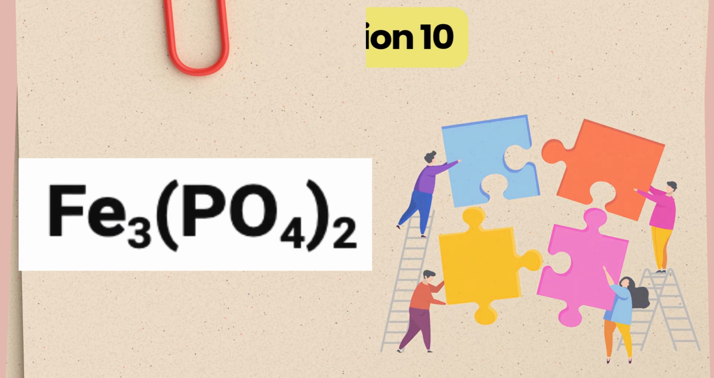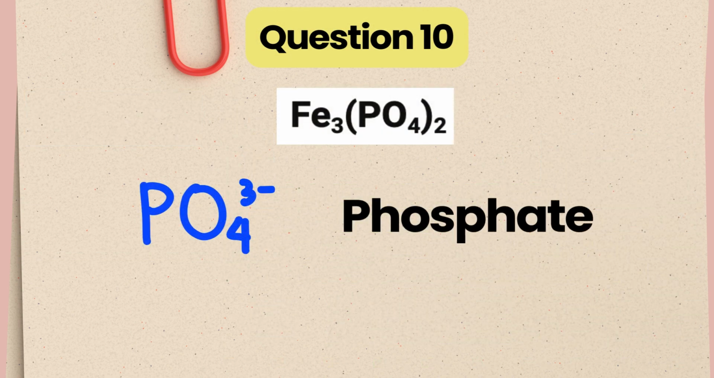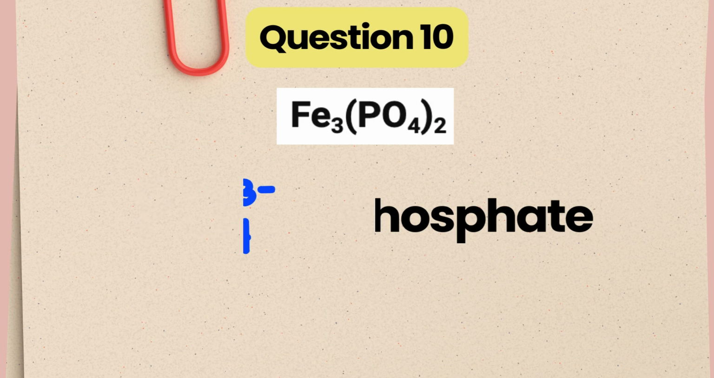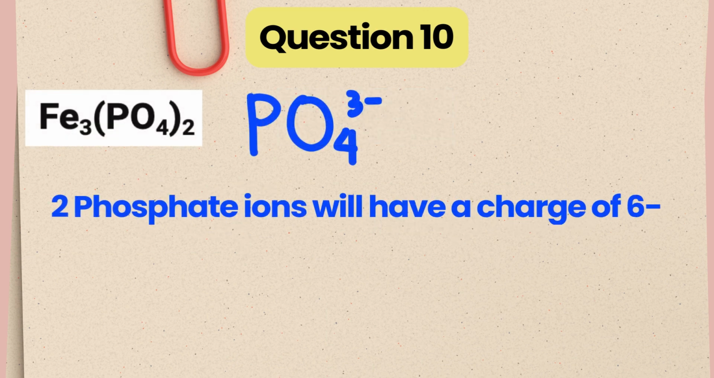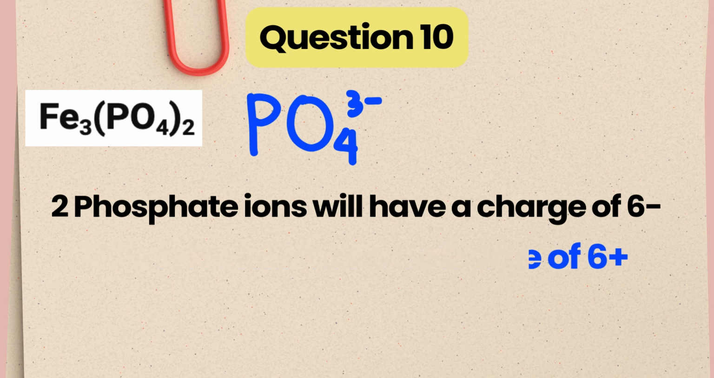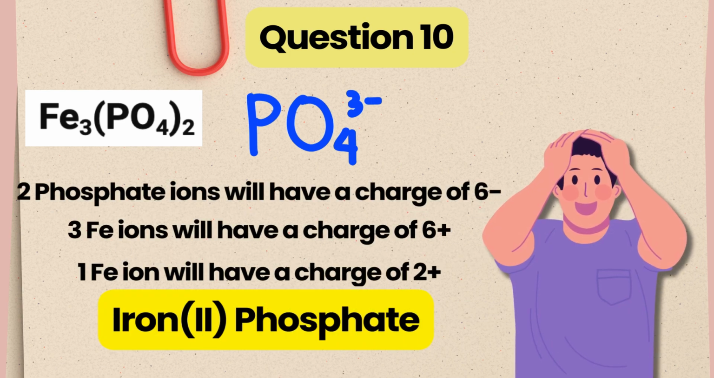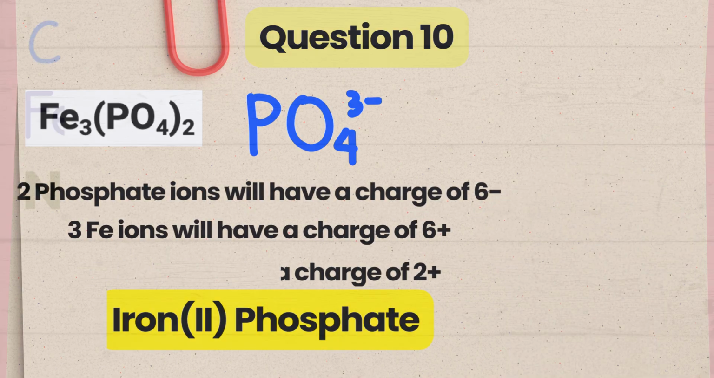Fe3(PO4)2. Iron is a transition metal. PO4 3 minus is the polyatomic ion phosphate. So two phosphate ions will have a charge of 6 minus. 3 iron ions will have a charge of 6 plus to balance the compound. So one iron ion will have a charge of 2 plus. So it is iron 2 phosphate.